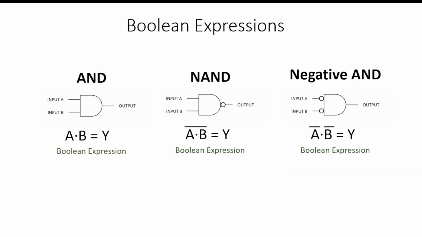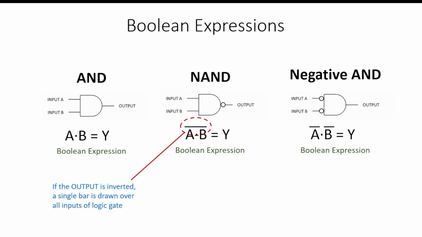If we were to take a look at the Boolean expression for all three of these, we would see the AND gate has a dot in between, standard AND. A NAND gate has the inverting output and a line over top of the A and the B. And then the negative AND has two inversion bubbles here, and that means that the A and the B have separate lines over top of each. And that's an important difference to keep in mind. They represent two different logic gates.